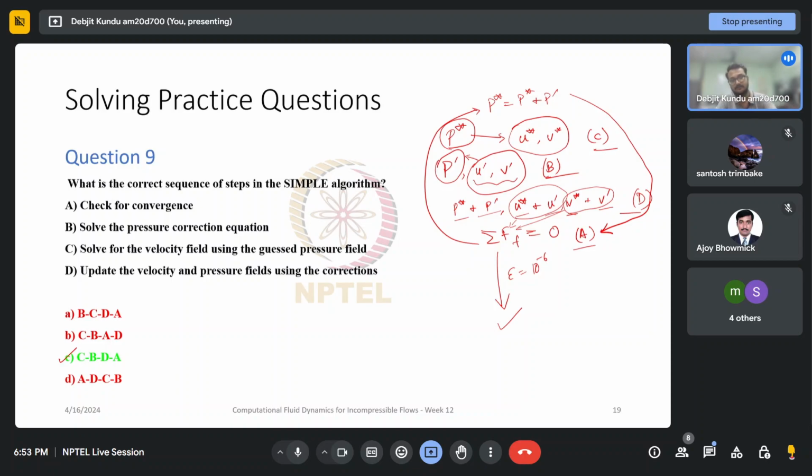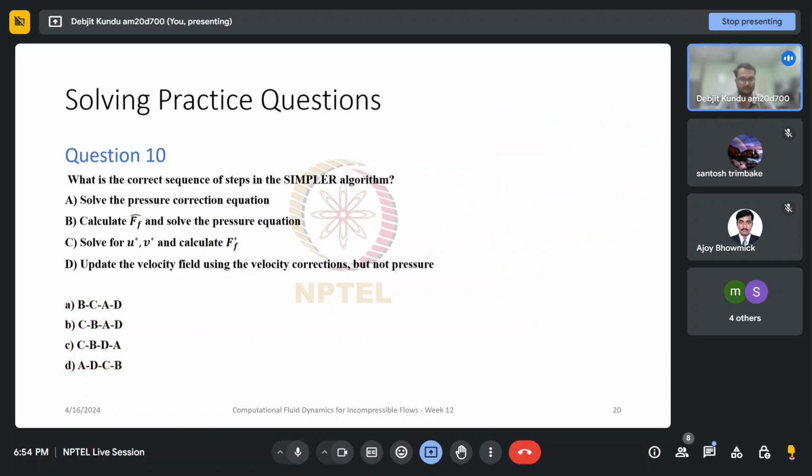Okay, so if not, we will move on to the last question of today's session, which is question 10. It's a similar question once again, but this is now asking the correct sequence of steps for the SIMPLER algorithm. So here the steps are: step A, solve the pressure correction equation; step B, calculate U hat, V hat and solve the pressure equation; step C, solve for U star, V star and calculate the fluxes; and step D, update the velocity field using the velocity corrections but not pressure.